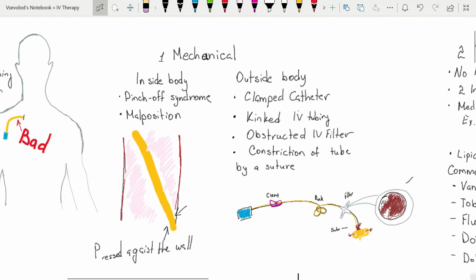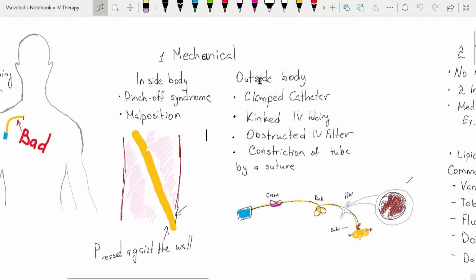The cause can be an internal mechanical problem that includes pinch-off syndrome or malposition, and these types are reviewed in my previous video. It is possible that the catheter tip is sitting against the vessel wall, blocking the ability to aspirate blood, but you can still infuse medications. Something as simple as repositioning the patient can resolve this occlusion.